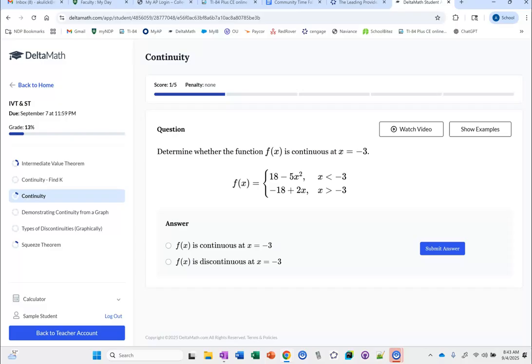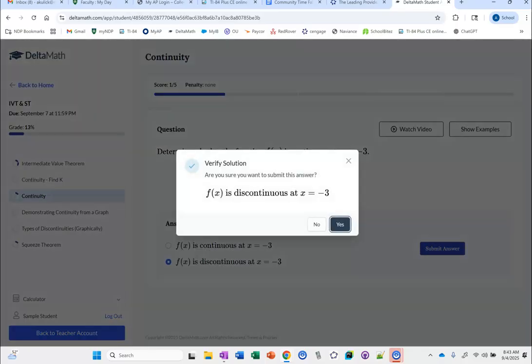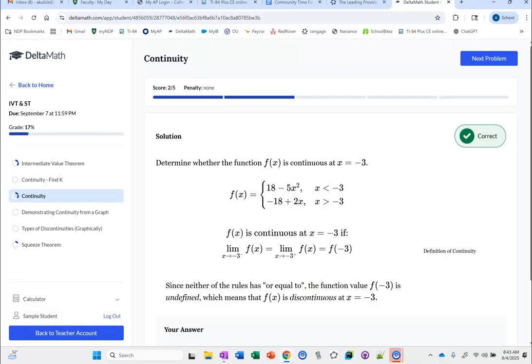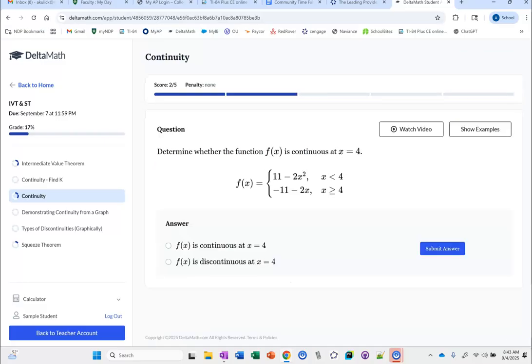Because f of negative 3 isn't defined, it doesn't even matter what the arithmetic is. We knew it wasn't continuous already because f of 3 didn't exist. So if I look here, f of 4 exists, and it's going to be the same as the right-hand limit. So really, we just have to check the right and left limit and make sure they're equal. I can do both those checks with direct substitution.